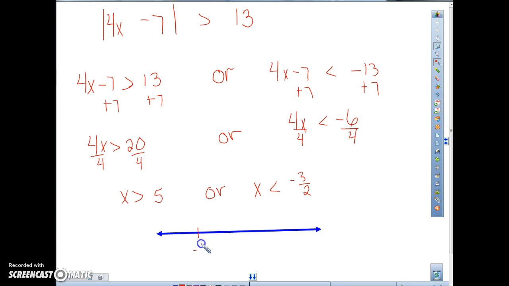So we have the negative 3 over 2, and we have the 5. Open circles at both. It says that our answer could be greater than 5, or it's less than negative 3 over 2.